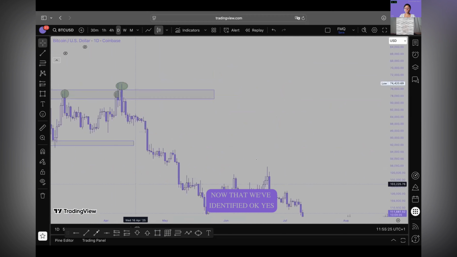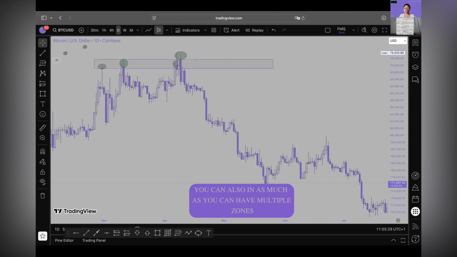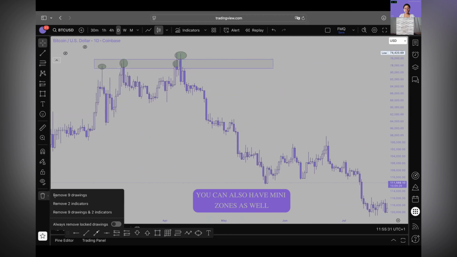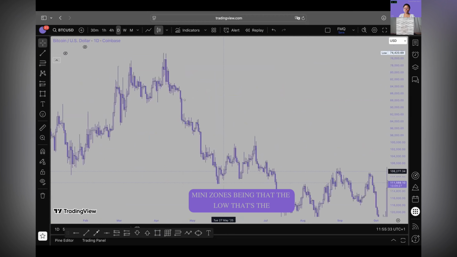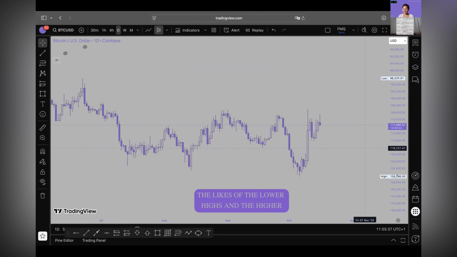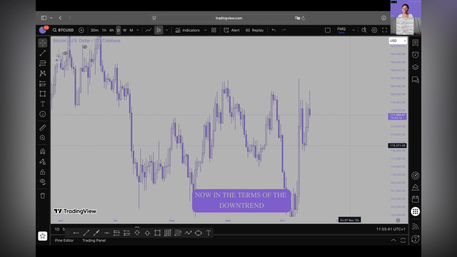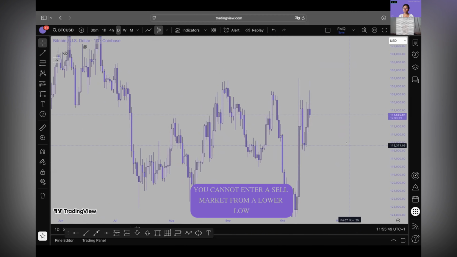Now that we've identified, okay, yes, you can have multiple zones. In addition, you can also have mini zones as well. Mini zones being the likes of the lower highs and the higher lows. Now, in terms of the downtrend, we're looking for a lower high for us to take our entry, because I made mention of the fact that you cannot enter a sell market from a lower low. You have to enter a sell market from a lower high.